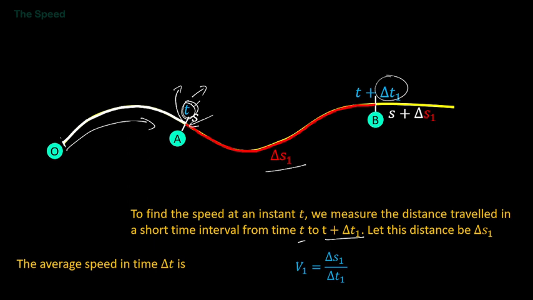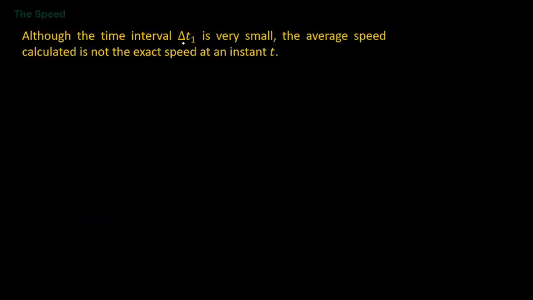Therefore, the only way to get the exact value of the speed at the moment t is to consider the time interval delta t1 smaller and smaller and smaller, so that we go closer and closer to the moment t at which the speed is to be calculated. Although the time interval delta t1 is very small, the average speed calculated is not the exact speed at an instant t. The average speed calculated for a still shorter time interval may be expected to be closer to the speed exactly at an instant t.